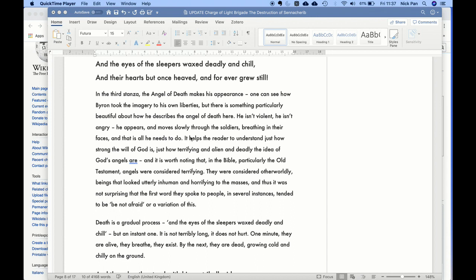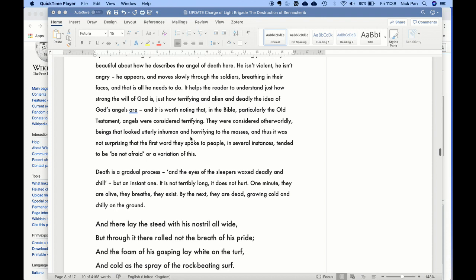And it's worth noting that in the Bible, particularly the Old Testament, angels were considered terrifying, so they do make an appearance quite prominently in the Old Testament. They were considered otherworldly, beings that didn't look human and were horrifying to the masses. And so it wasn't surprising that the first words they spoke to the people in several instances were to not be afraid. So that is prominent in the Old Testament.